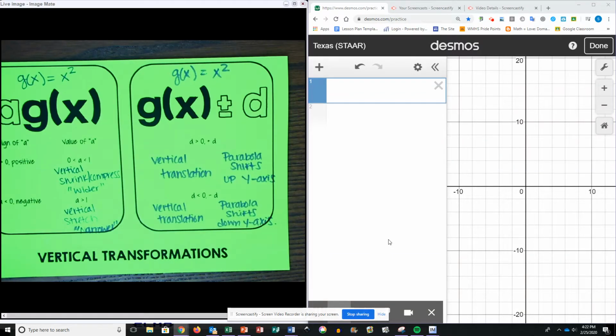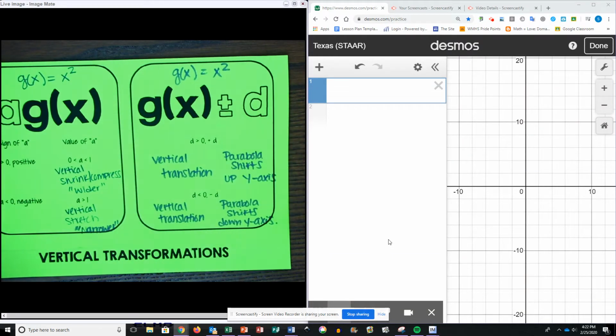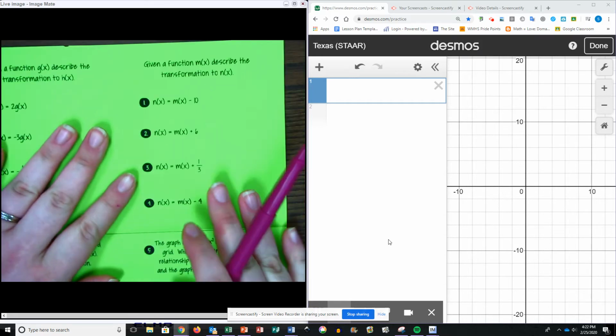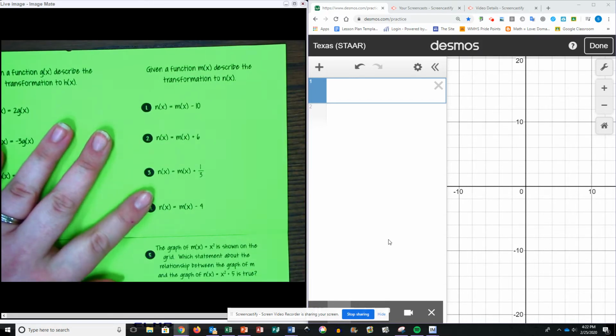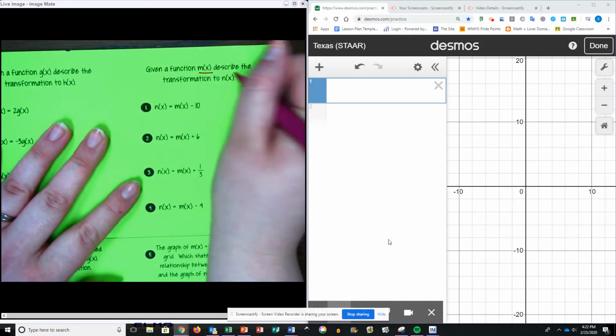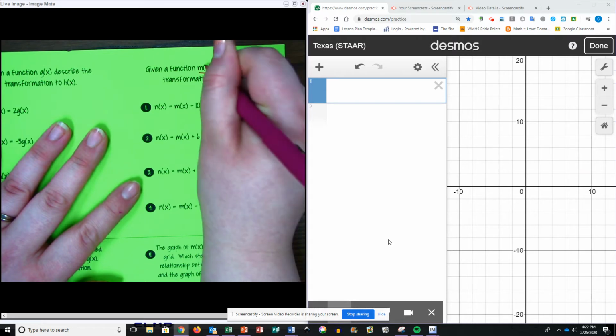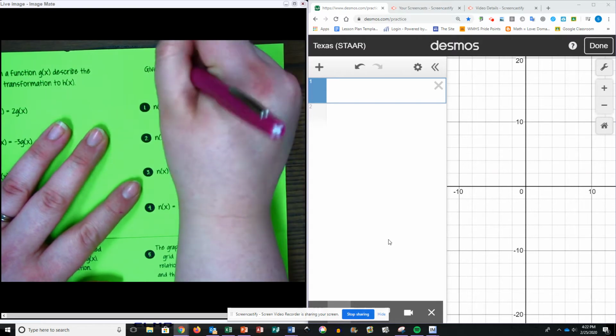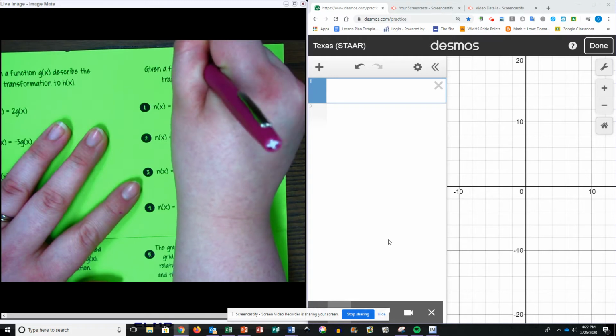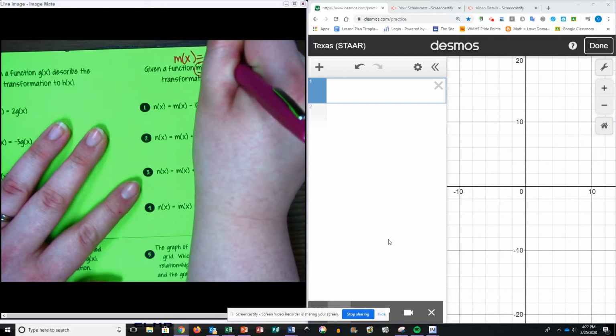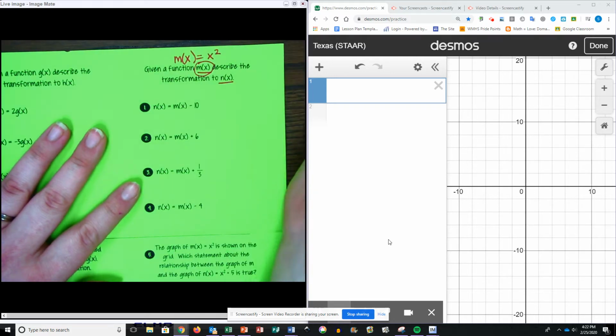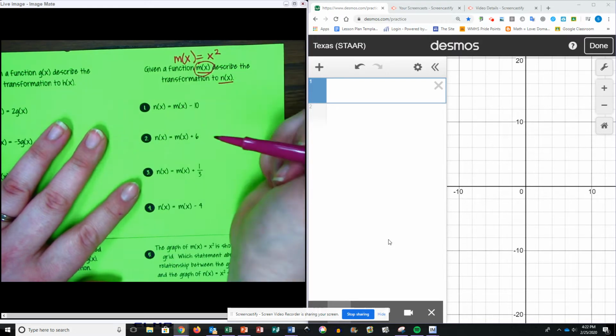Okay, for the next portion, we're actually going to start on the right side. So if you will open this up, we're looking at number 1 on the right. It says, given a function m of x, describe the transformation to n of x. So m of x is our parent function. That was m of x equals x squared. Okay, and we're going to see how n of x is going to change.